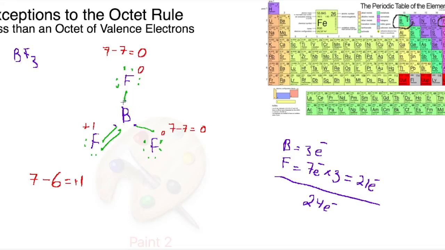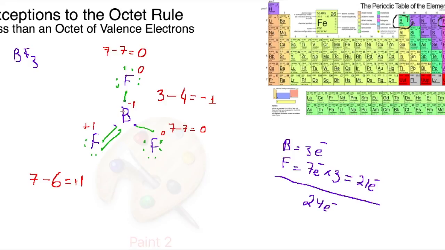Now let's look at the formal charge of boron. Boron's neutral atom has 3 valence electrons. So we need to subtract how many electrons it has on its own right now: 1, 2, 3, 4. So it actually has 4. If we subtract 4, we get a -1 charge. So boron actually has a -1 charge here.